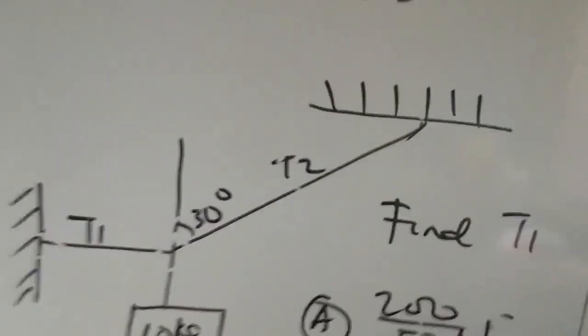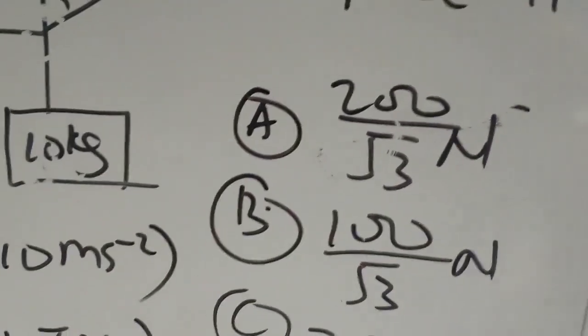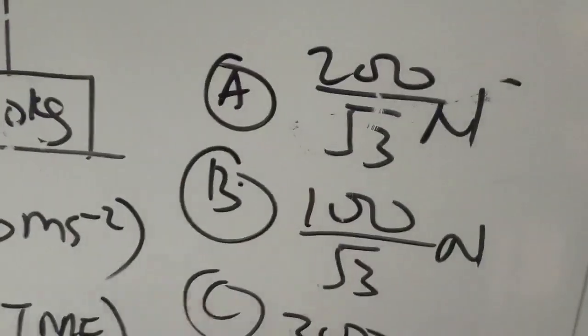That is our answer to the problem. So the answer is option B, 100 over root 3 Newton. You can take a look at our work again before we go to number 3.